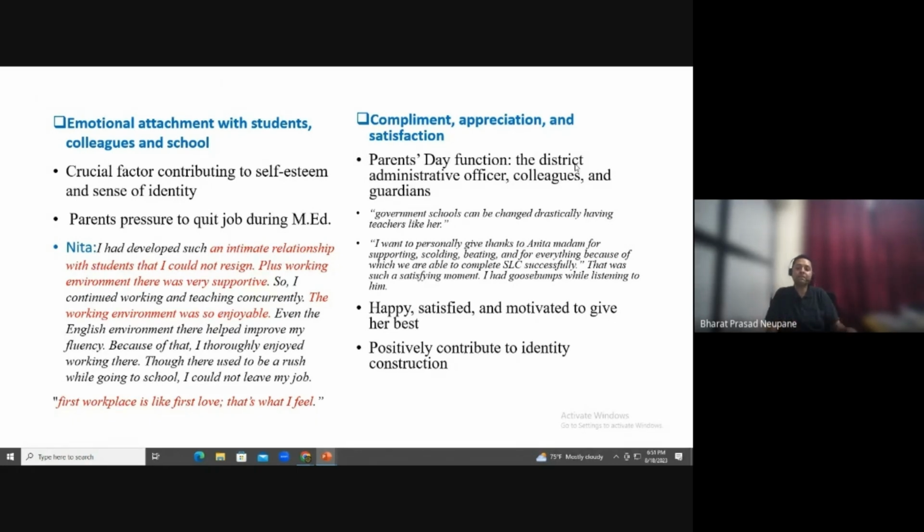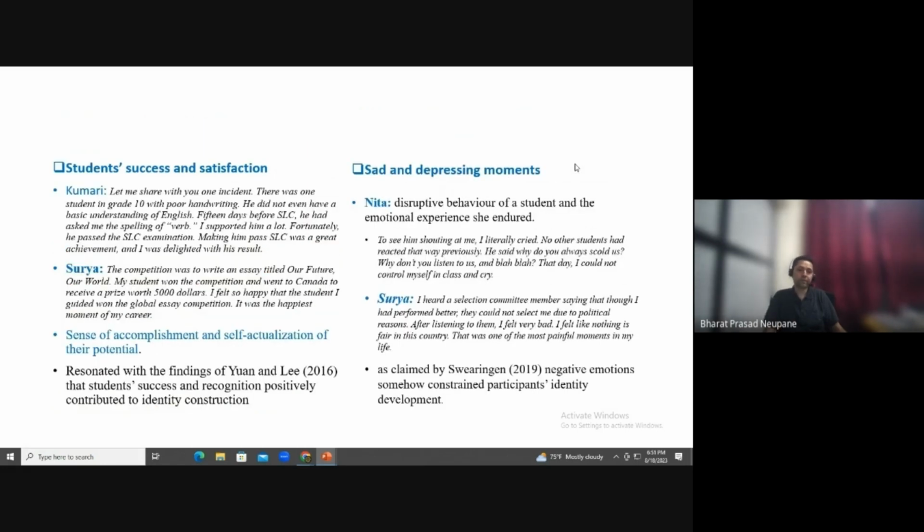So these kinds of happy, satisfied moments motivated her to give her best, and that positively contributed to her identity. Apart from this, student success and satisfaction also positively contribute. This student success gives a sense of accomplishment and self-actualization of the potential of these teachers. That positively contributes to the professional development of these teachers.